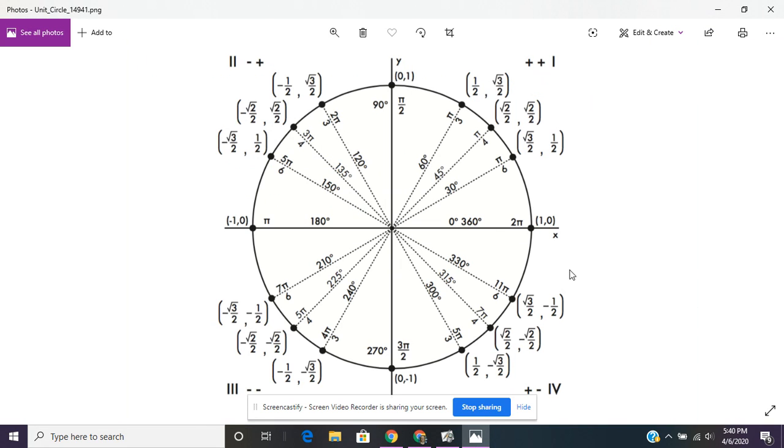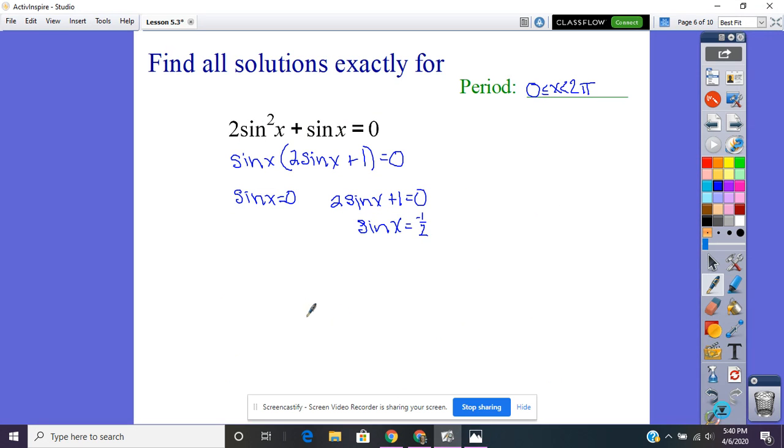So back to our unit circle. Sine is our second one. So sine equals 0 at 0 and pi. Again at 2 pi, but we're already there. So 0 and pi. So I'm going to come back over here and write that. So x equals 0 and x equals pi.